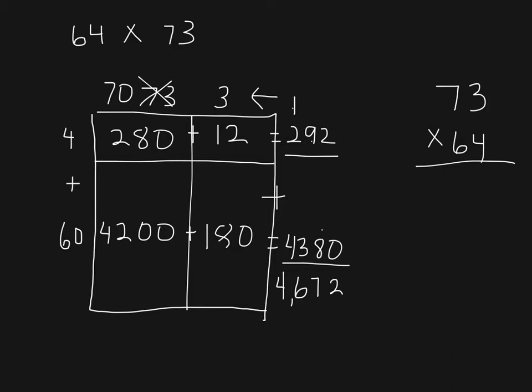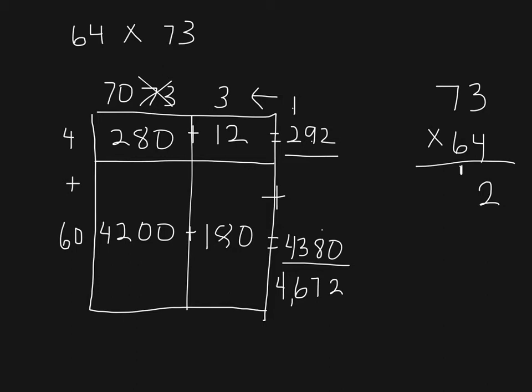And when I take 4 times 3, I get 12. And I'm actually going to write a little tiny 1 up here to help me remember that that is a 12, not just a 2. And 4 times 7 is 28. But this is 4 times 7 tens, so it's 28 tens. And I've already got a little 1 up there for 10 that I regrouped from doing 4 times 3.